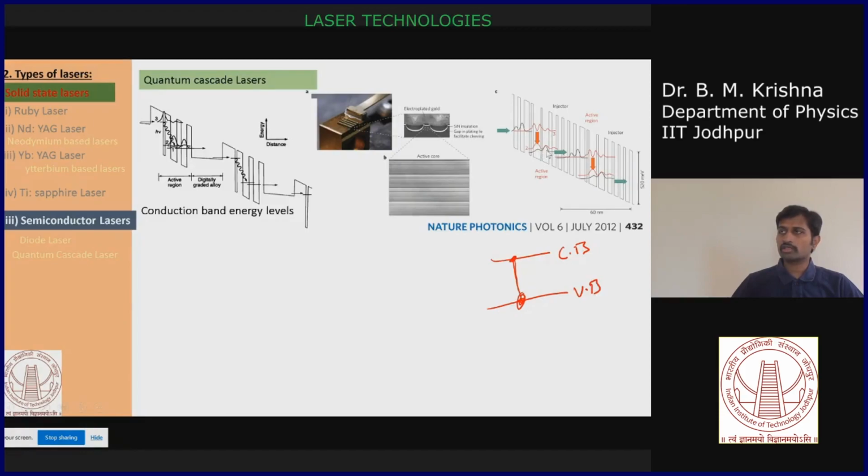Then this electron again tunnels through these barriers, or you have these structures, and again acquires the energy and goes to the next period, that has enough energy to have a lasing action. Now you see the length of one period is 60 nanometers including the active region. So now this is one kind of device.